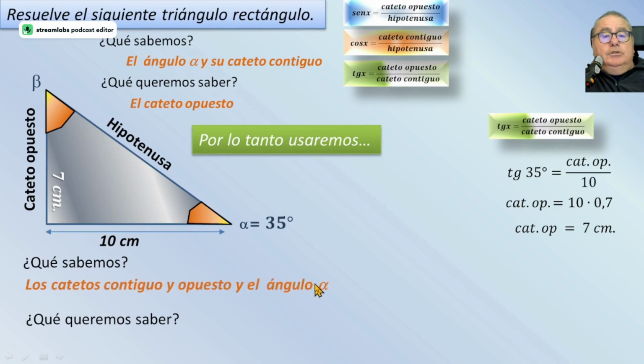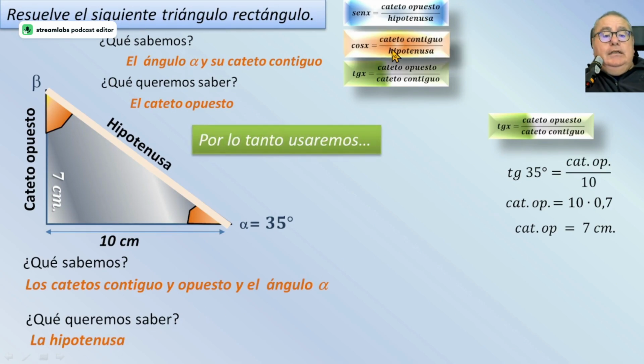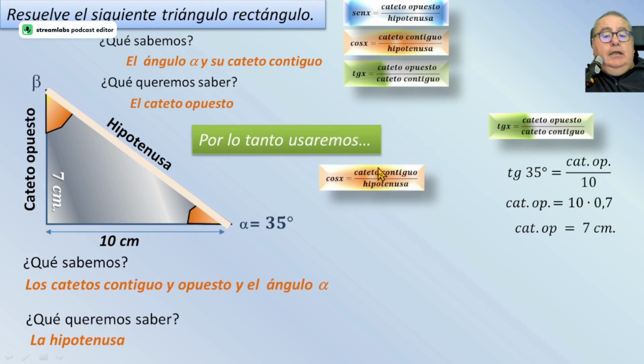What we want to find out is, without going any further, the length of the hypotenuse. What relates the adjacent leg to the hypotenuse among the three formulas is the cosine. And that is the formula that must be used, because it is the one that contains both what we know and what we want to know.